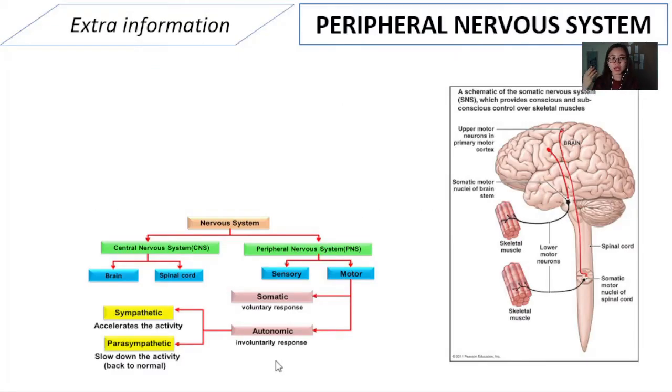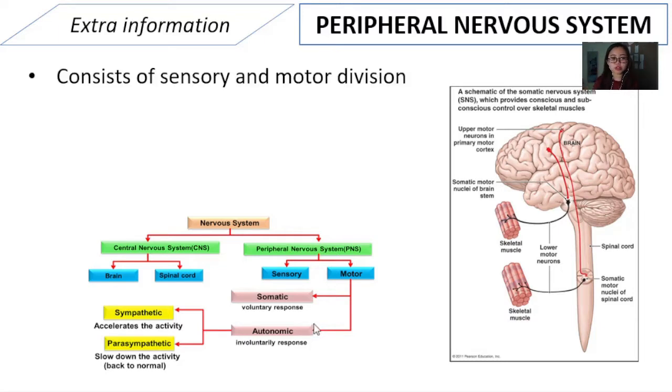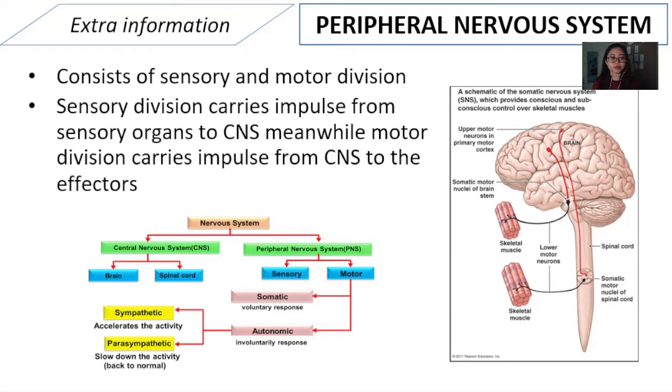And moving on to extra information slide number 3 is the peripheral nervous system. Your peripheral nervous system consists of your sensory and motor division. Sensory division will carry impulse from sensory organs to the central nervous system. Meanwhile, the motor division will carry impulse from the central nervous system to the effectors. Jangan lupa, peripheral nervous system termasuk semua saraf-saraf yang di luar daripada otak dan akar tunjang.